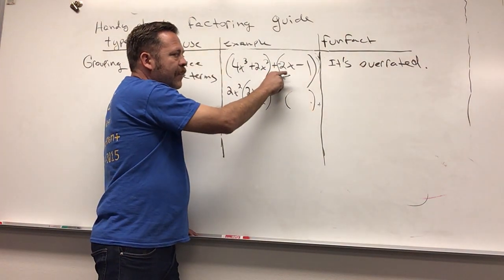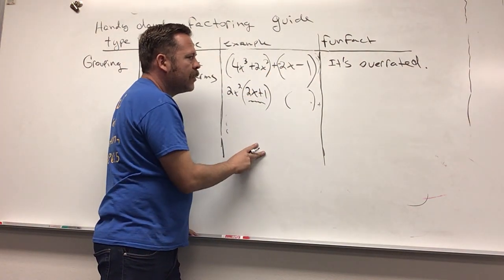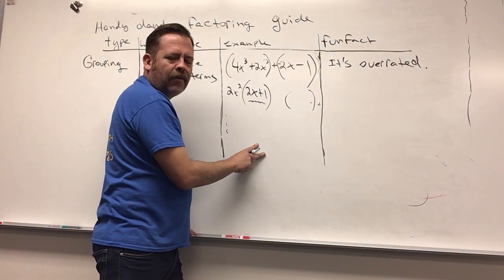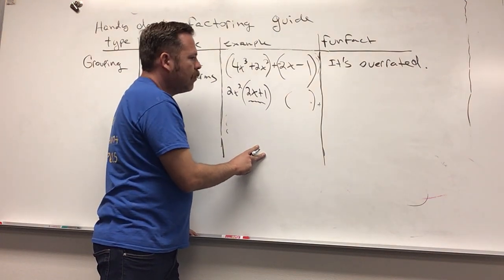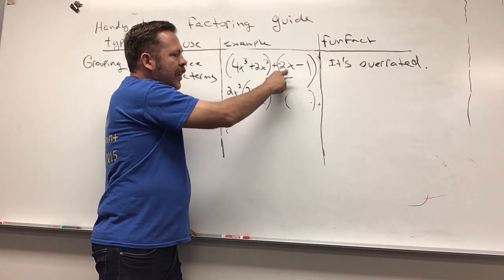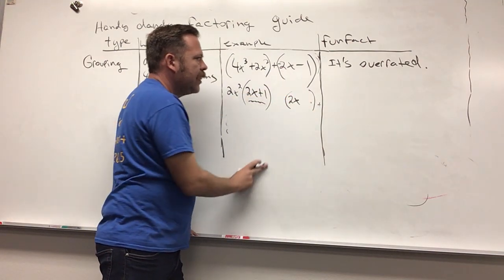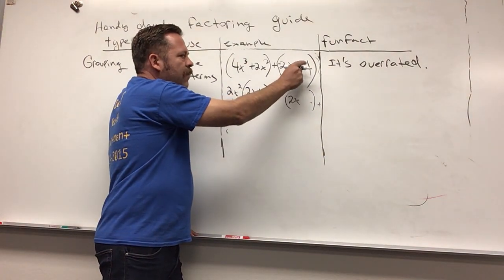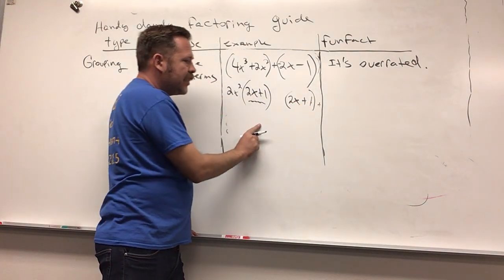Right now I have negative 2x minus 1. So what do you think we're going to factor out? We're going to factor out a negative 1. Because if I divide negative 2x by negative 1, it gives me positive 2x, right? And if I factor out negative 1 from negative 1, it gives me a plus 1. Now I've got that same factor.